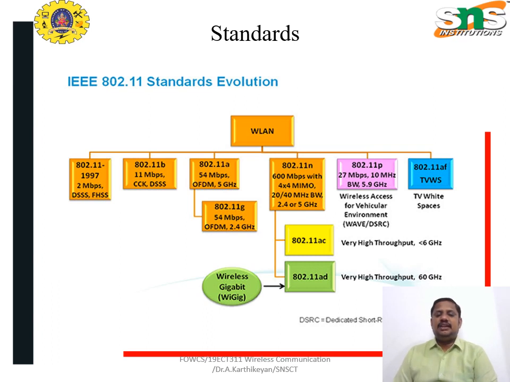They are using the 54 Mbps data rate. And we have 802.11n, having 600 Mbps with 4x4 MIMO, multiple input multiple output, using the 2.4 or 5 GHz ranges. And 802.11p uses a 10 MHz channel in the 5 GHz range, for wireless access in vehicular environments. And IEEE 802.11ac offers very high throughput in the 5 GHz range, and 802.11ad in the 60 GHz range.